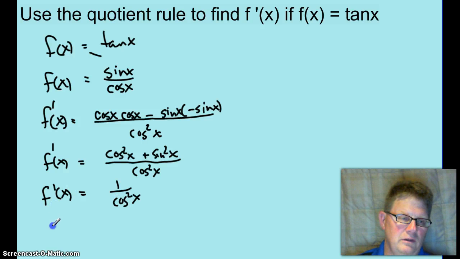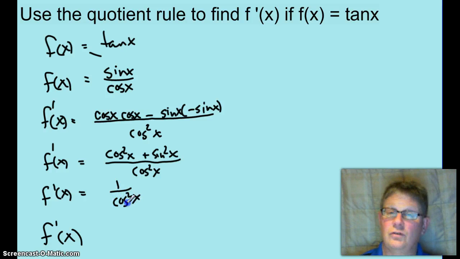And then we'll put that into a positive light, kind of. Instead of having a cosine in the denominator, that is the reciprocal of secant. So the derivative of tangent x is secant squared x. And that's the derivative of tangent.